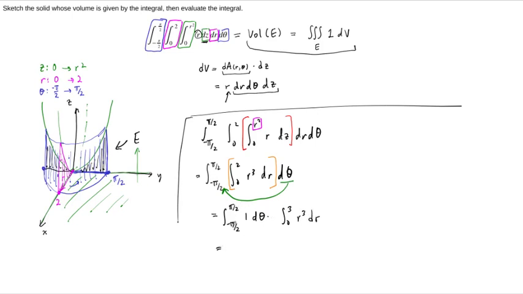This one is just the length of the interval, so that's just pi. And this one's going to be r to the 4th over 4. And then obviously plug in r going from 0 to 3. And 3 to the 4th power is 9 squared, so that's 81. So we end up with 81 pi over 4 for the volume of this region that we just worked out here, that we just drew.